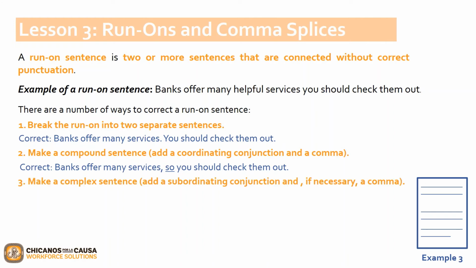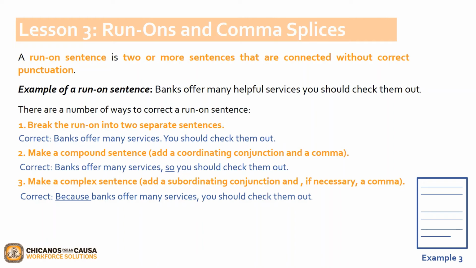A third way to correct a run-on sentence would be to make it into a complex sentence. That is adding a subordinate conjunction and, if necessary, a comma. The way you'd write the example now would be, because banks offer many services, you should check them out.